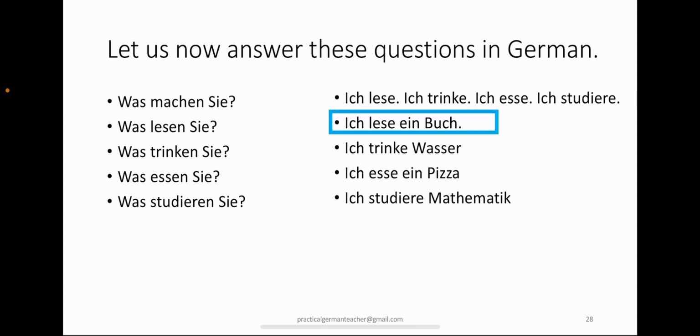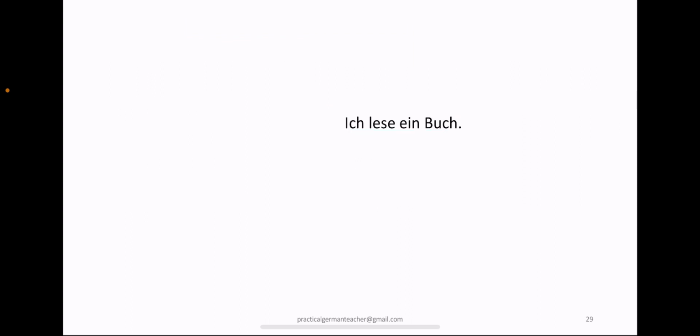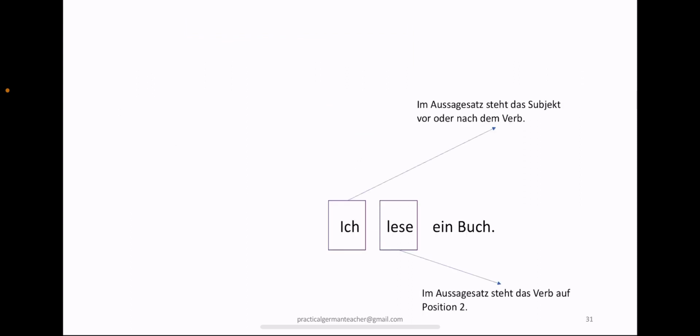Let's look at again the sentence Ich lese ein Buch. Let's make it a little bit bigger. Yeah, perfect. So here again giving you the grammar lesson one more time. Let's look at the box around lese and the arrow going down. It says im Aussagesatz steht das Verb auf Position 2. Aussagesatz usually means a statement or a declarative sentence. So here it's just saying that the verb is at the second position in a statement.